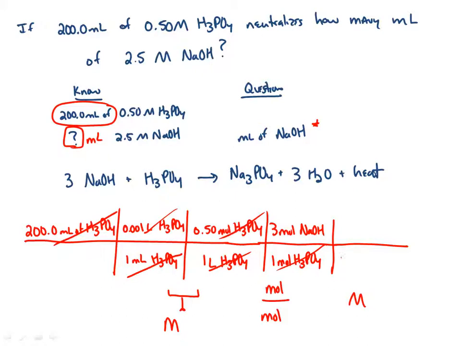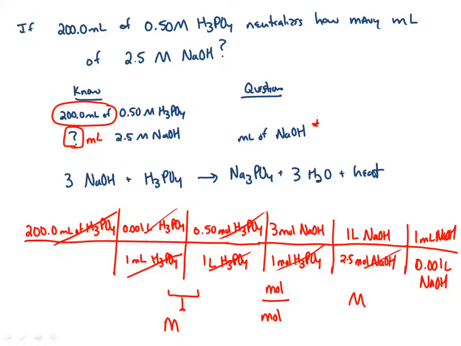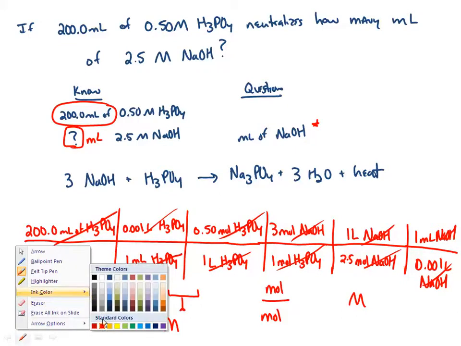We know that we have 2.5 moles of NaOH is 1 liter of NaOH. And then, of course, to have that symmetry, we know that 0.001 liters of NaOH is 1 milliliter of NaOH. Moles, moles, liters, liters. So notice molarity, mole-to-mole, molarity, meaning there's that pattern that's continually there.